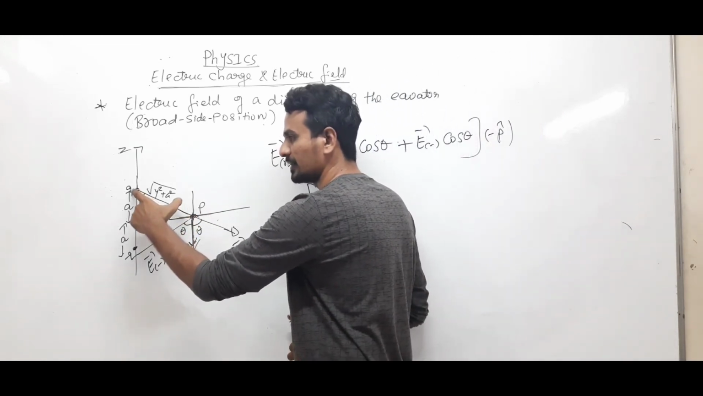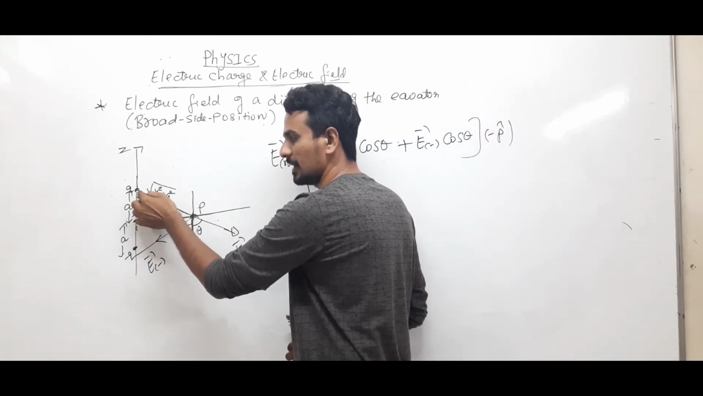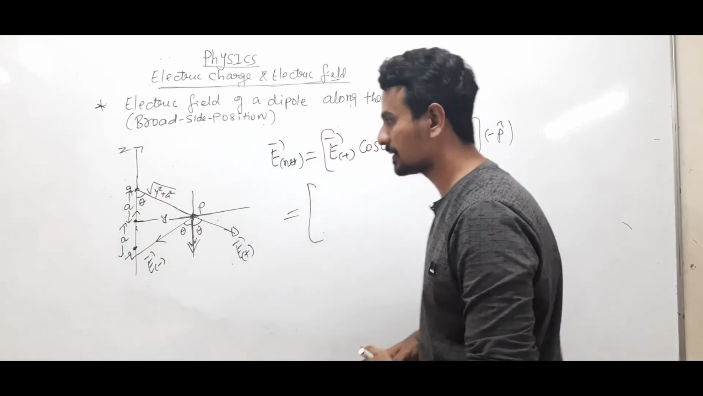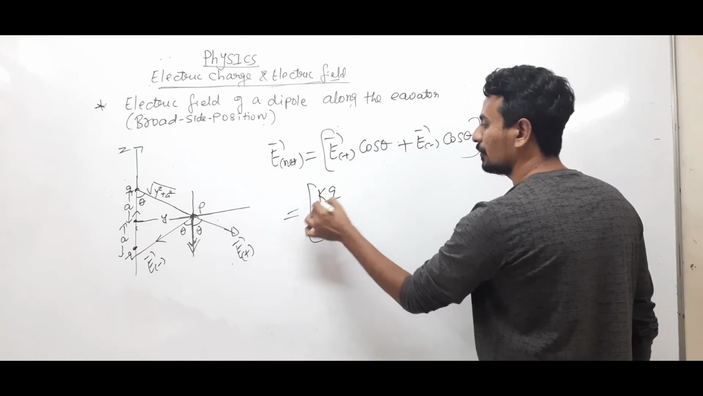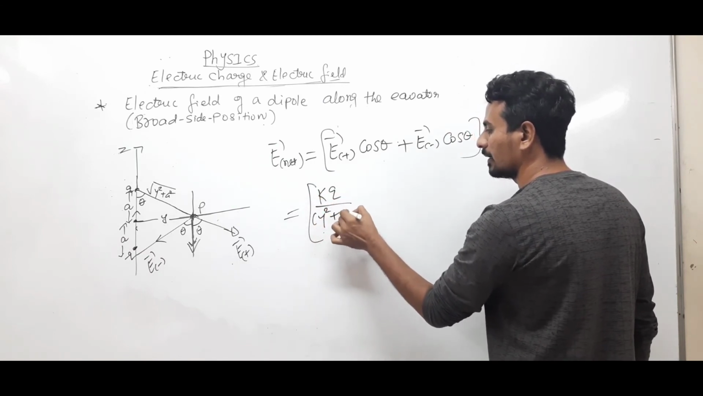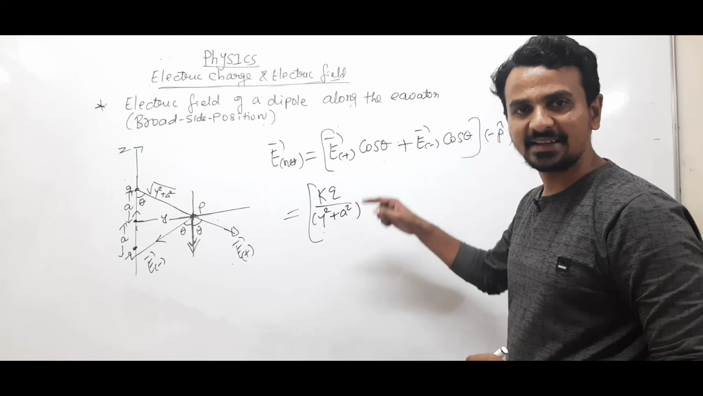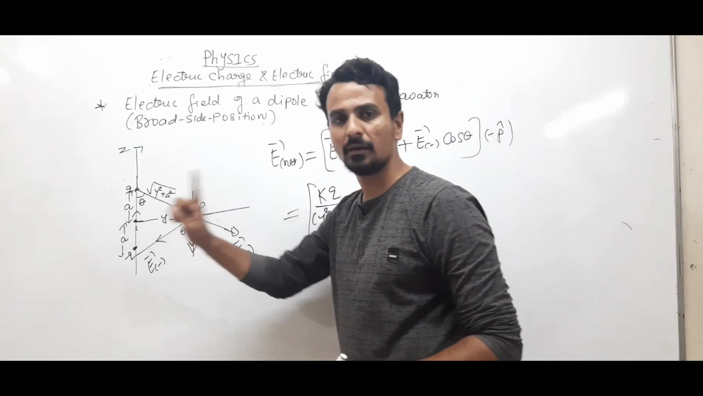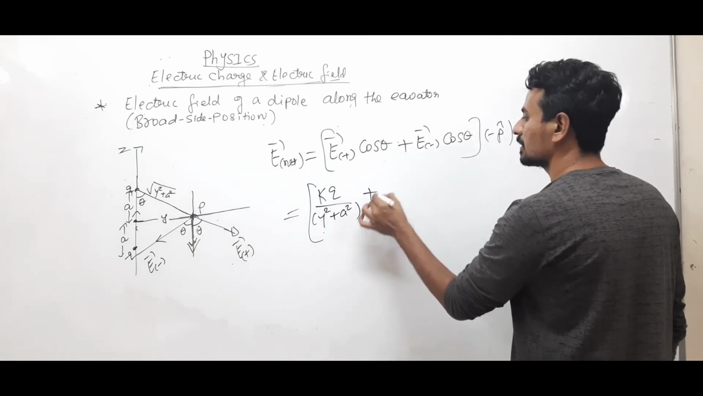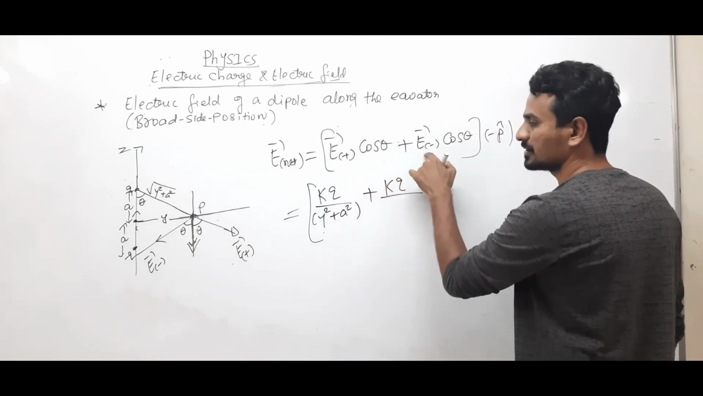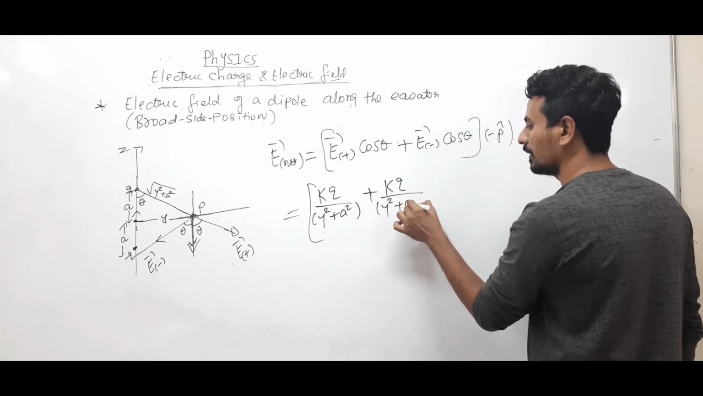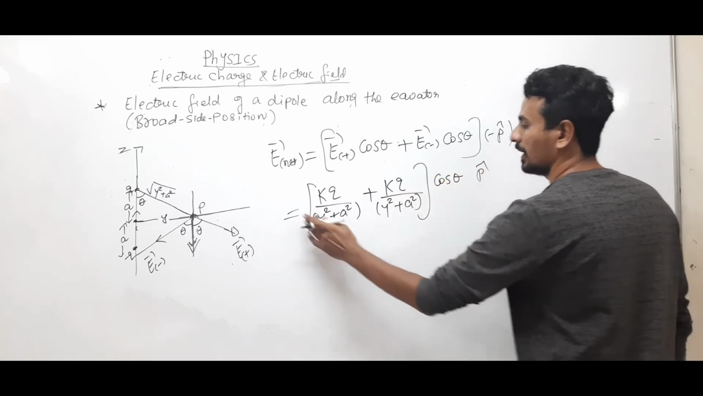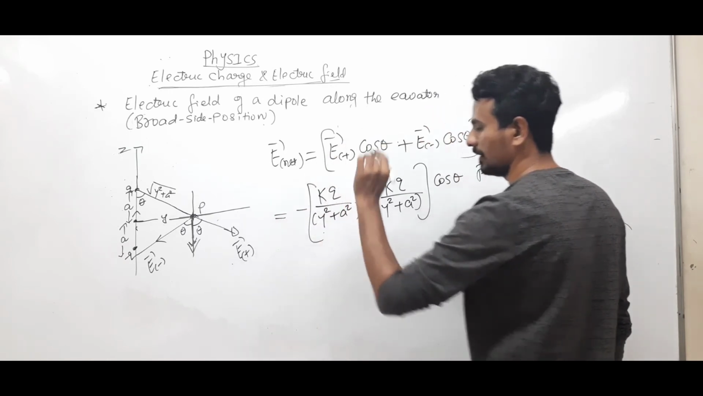This is r for the positive charge. The charge is here, the point is here, this is the distance which is under root of y square plus a square. So we will write it as kq by y square plus a square, because the formula is kq by r square. So if I am placing a square here, the root will go, plus kq by y square plus a square because of this negative charge. Cos theta has been taken common, p caret, and a negative sign here.